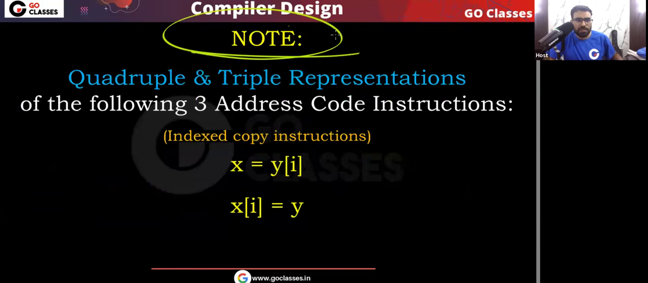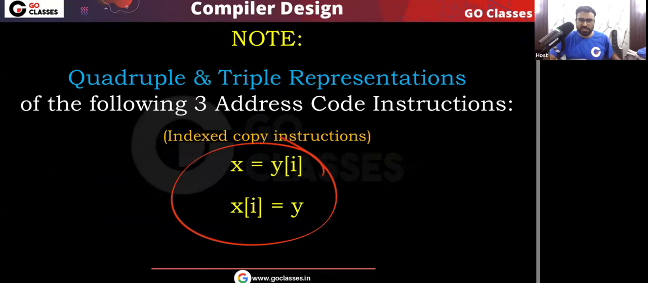Let's see a question, that is, write the quadruple and triple representation for the following three address code instructions. These are the three address code instructions, and for these three address code instructions, what is the quadruple representation, what is the triple representation? So let's discuss this.